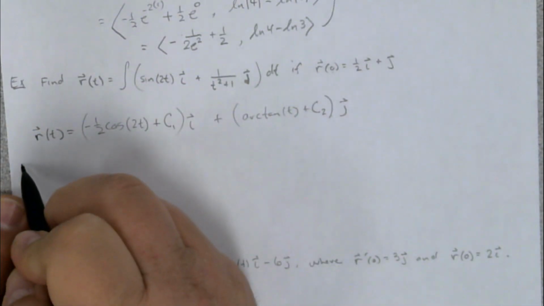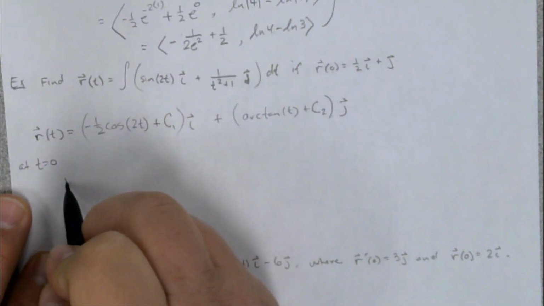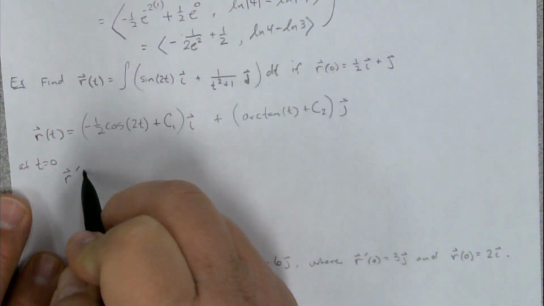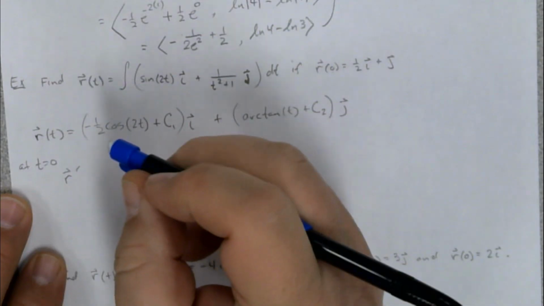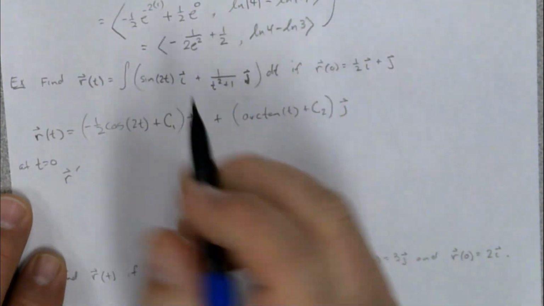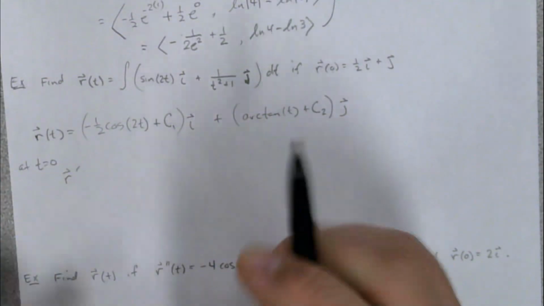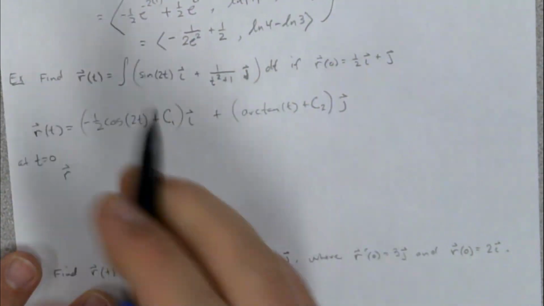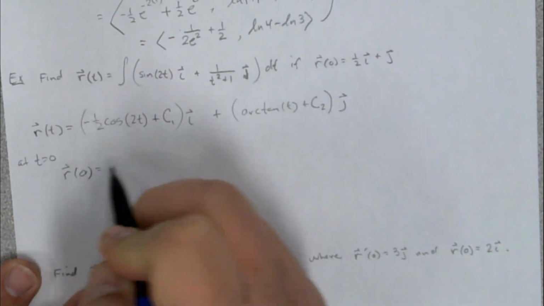So at t equals 0, what is r prime of 0 going? I don't know why I put a prime in there. Oh, I'm looking at the wrong question. Sorry, my bad. I was looking at the problem below. So what is r at 0? Plug in the 0 in here.